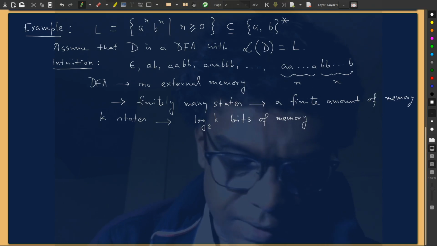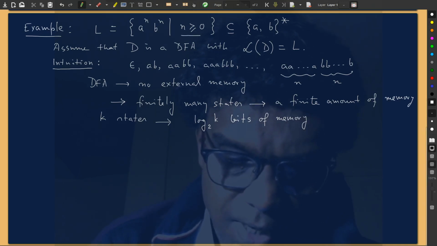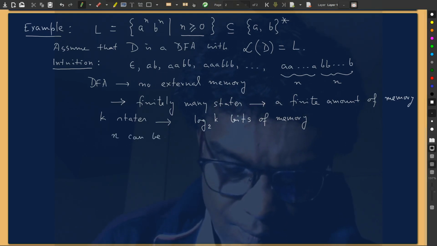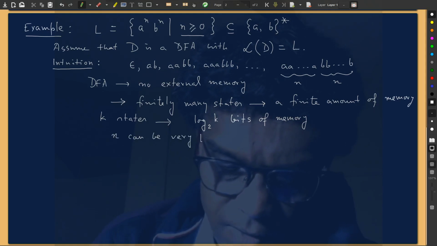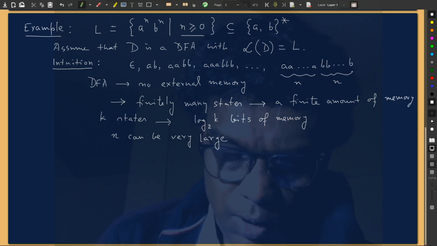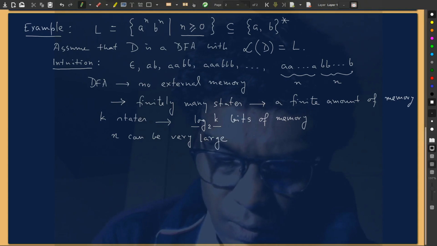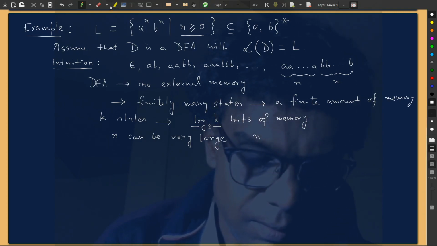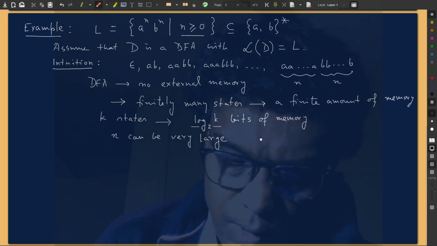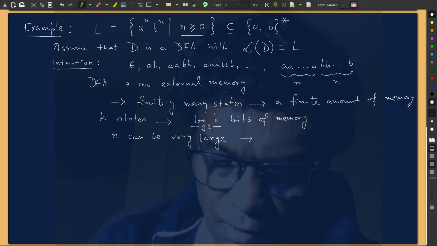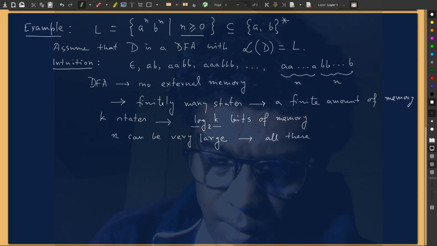But if we look at this language L, this n can be arbitrarily large. And eventually it will become larger than whatever can be stored using these log base 2 of k bits. So if n is much larger than this, or in fact arbitrarily large, the idea is that all these n cannot be remembered.